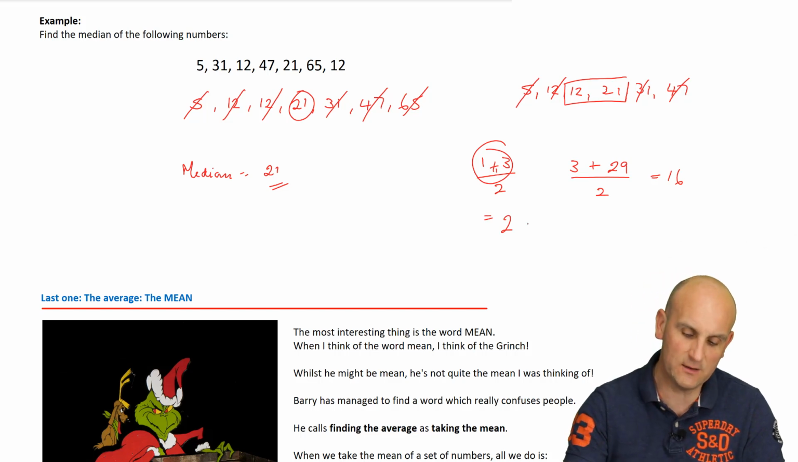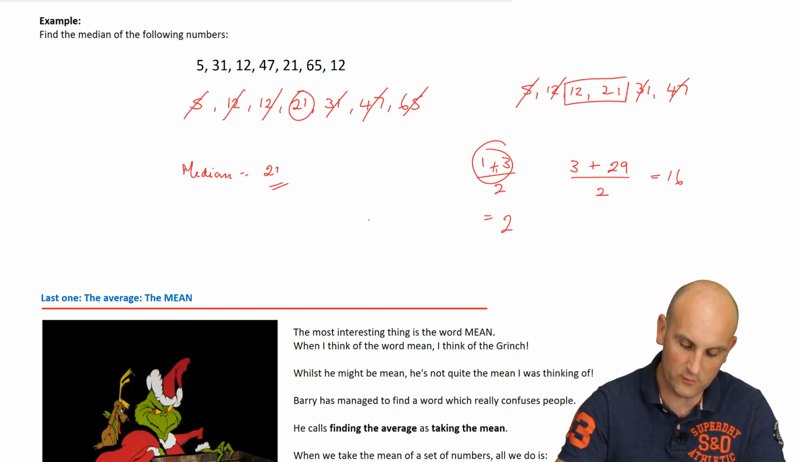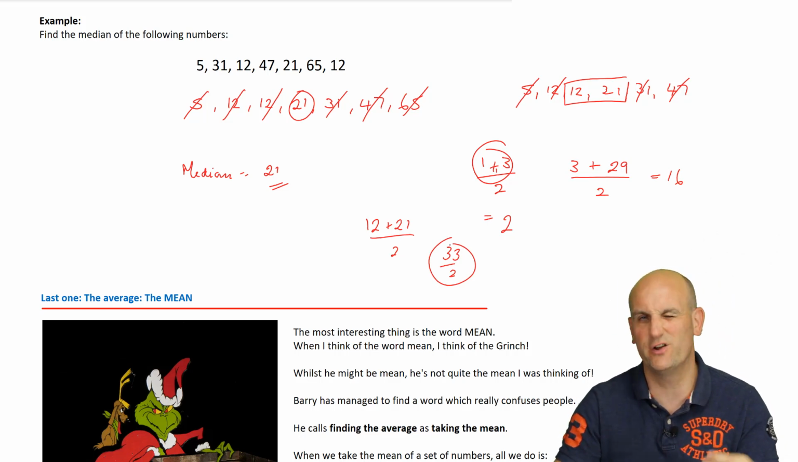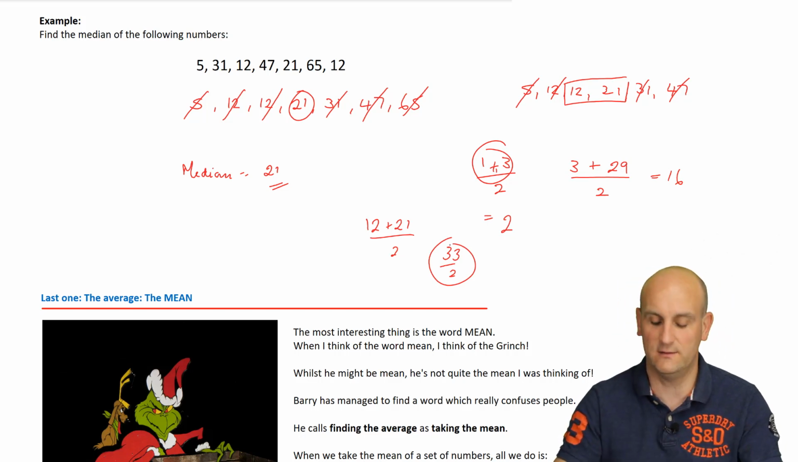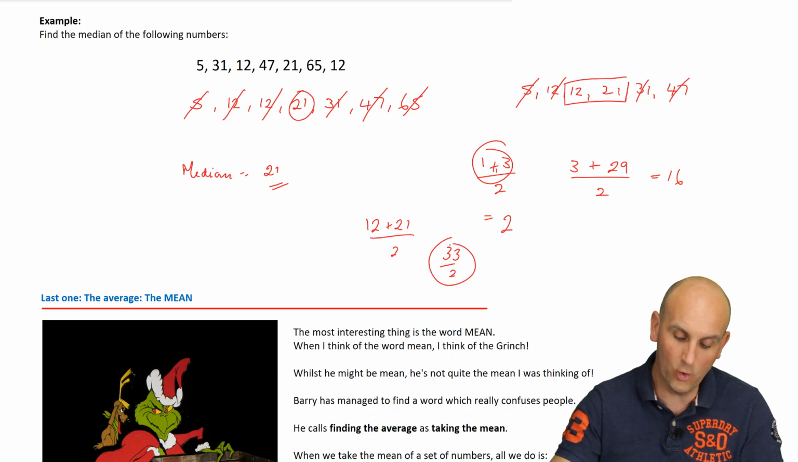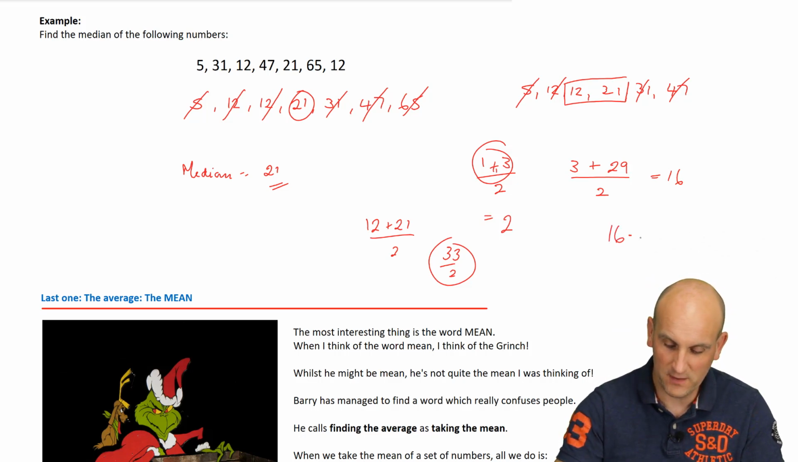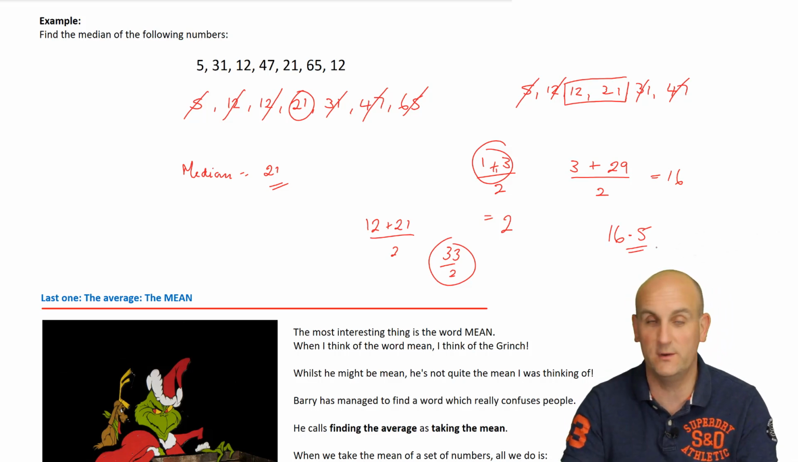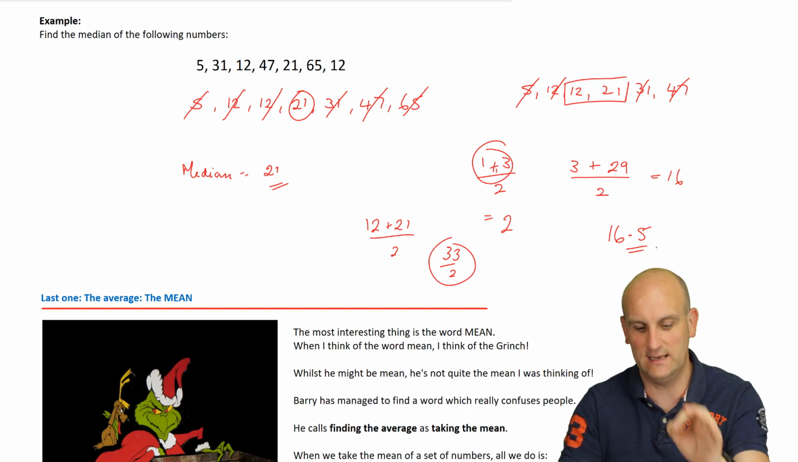And so, ladies and gentlemen, if I wanted to do this, I would do 12 plus 21 divided by 2, which gives me 33 divided by 2. And actually, in this situation, because it's not a nice number to divide, I could either leave it as 33 over 2, or I can call it 16.5. So there's a lot there with regards to medians, but hopefully all the questions you end up doing will have a median in the middle.